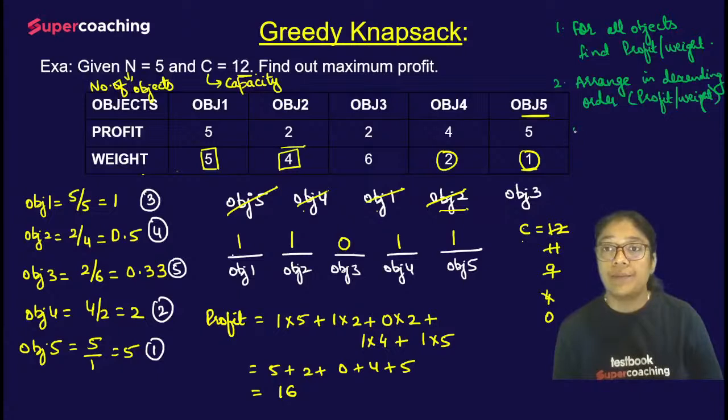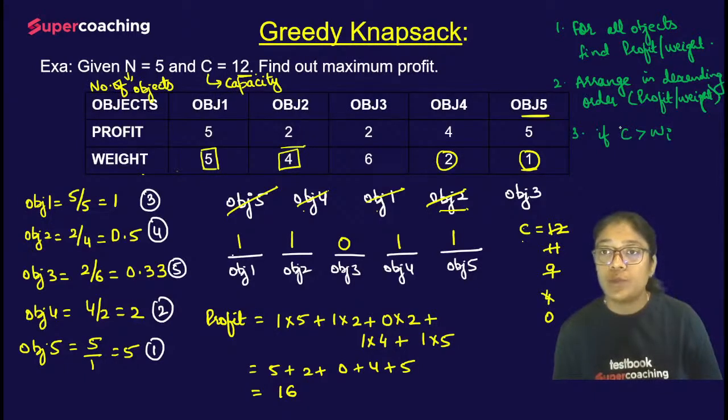After that, we are selecting the objects. हम क्या कर रहे हैं? हम comparison करवा रहे हैं for all the objects. We are looking for if capacity is greater than weight of the ith object.